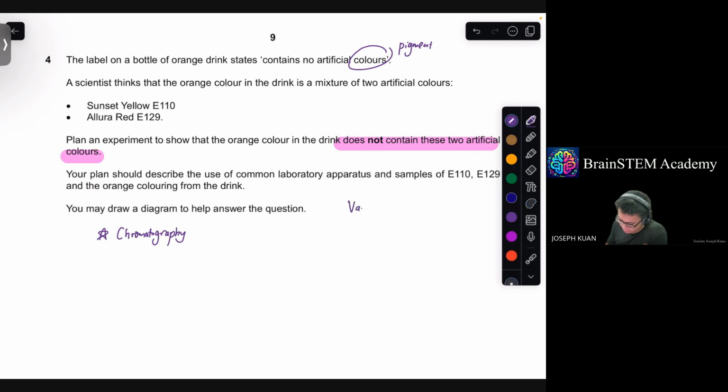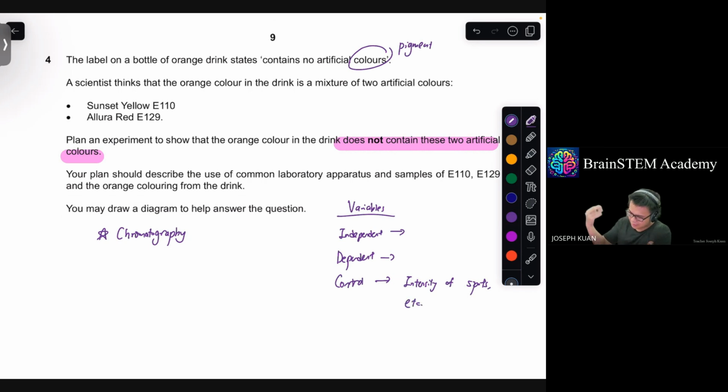Similarly, list down the variables first: the technique, the independent variable, the dependent variable, and also the control variables. Actually, you can pretty much control other things, such as how you place the spots, with the same origin. This question doesn't have especially obvious control variables, but you can maybe talk about the intensity of the spots, and more.